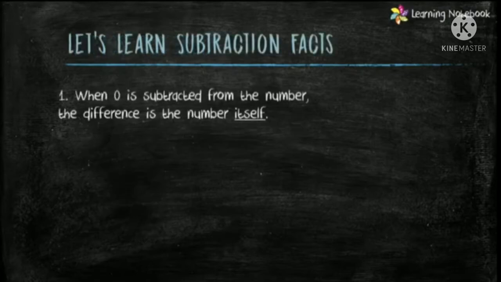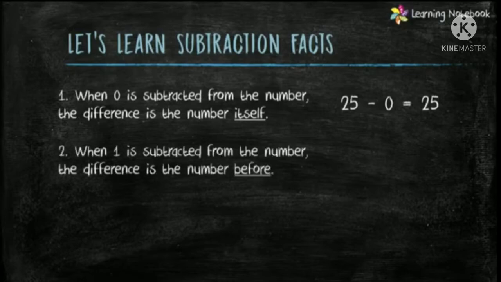First fact is, when 0 is subtracted from the number, the difference is the number itself. Or we can say, when nothing is subtracted from the number, the difference remains the same. For example, 25 minus 0 equals 25.